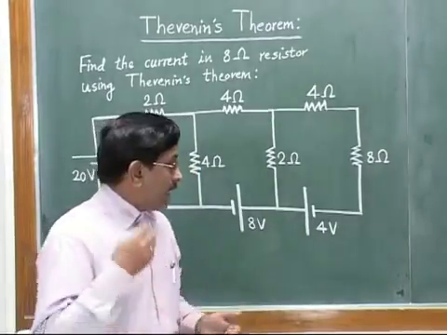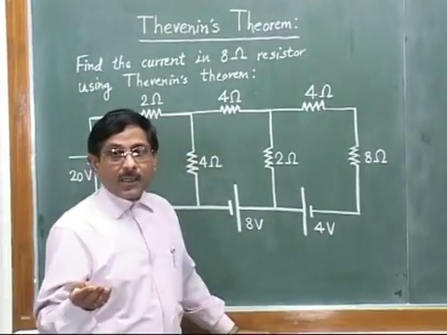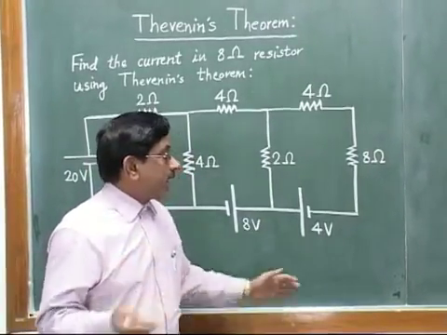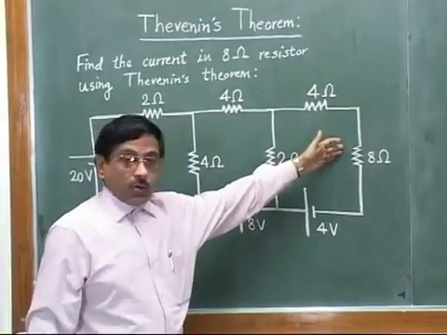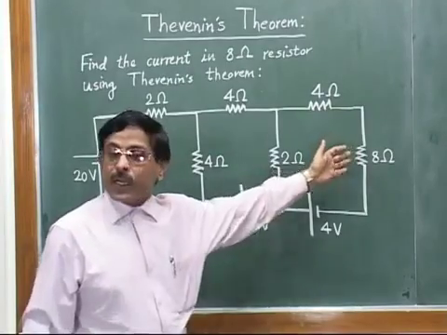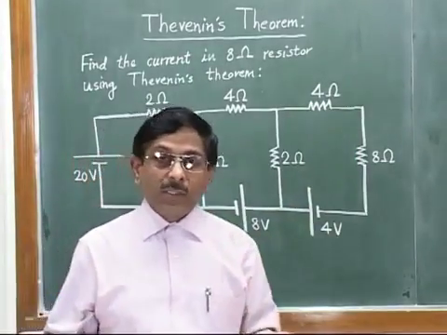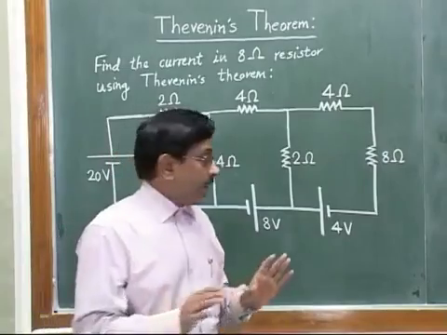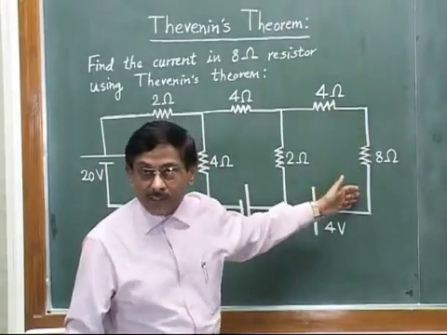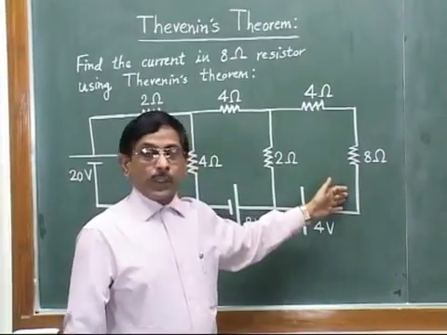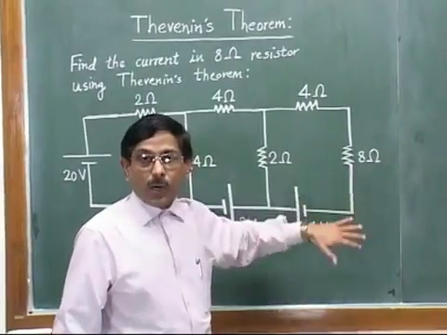I had told in the earlier lecture that the problem cannot be only like this, to find the current in this 8 ohm resistor. The problem can be to find the power in the 8 ohm resistor. That would be one more simple calculation added in the solution. Once the current is known, then power, you know, is I squared into R.